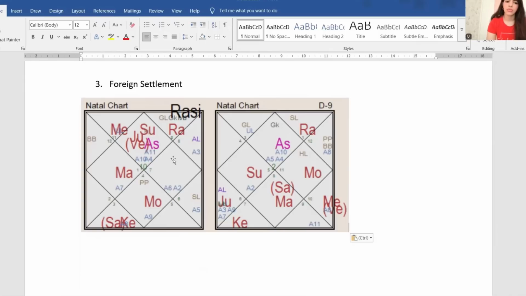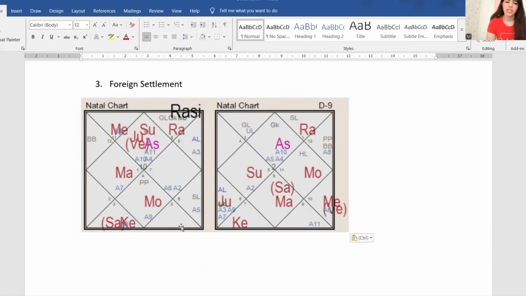And because they are not fixed signs, suppose you have a lot of planets in fixed signs, which is like 2, 5, 8, 11, Taurus, Leo, Scorpio, Aquarius. They resist change, any kind of change in life. So that is also one way to see that.